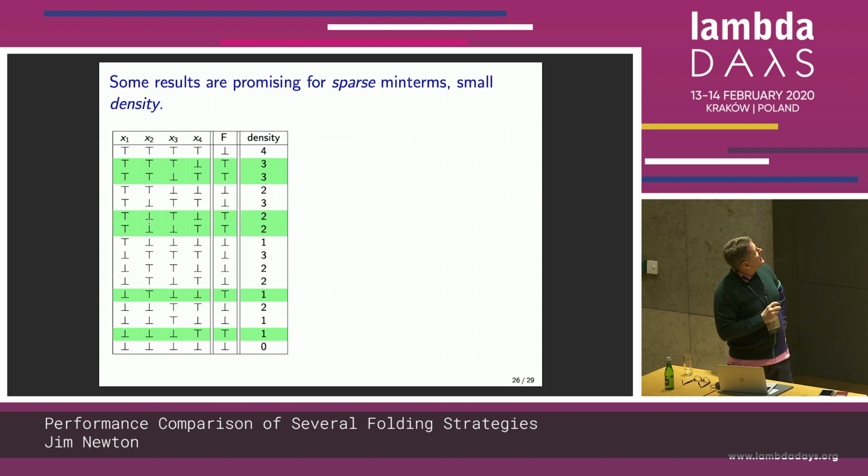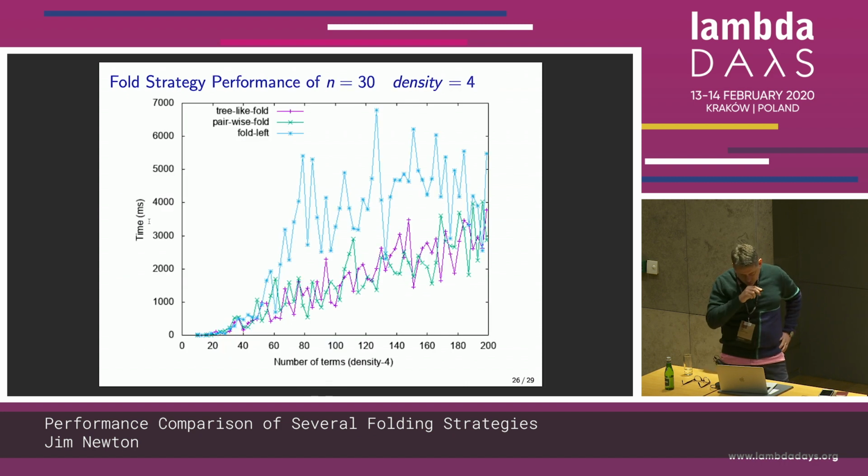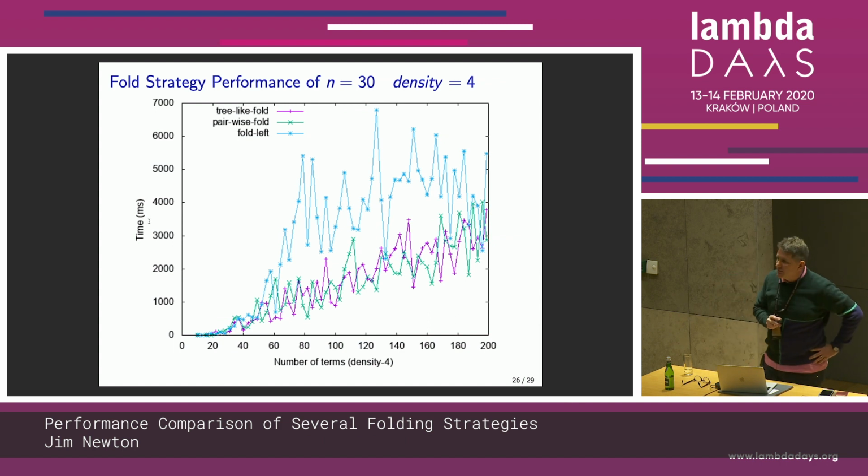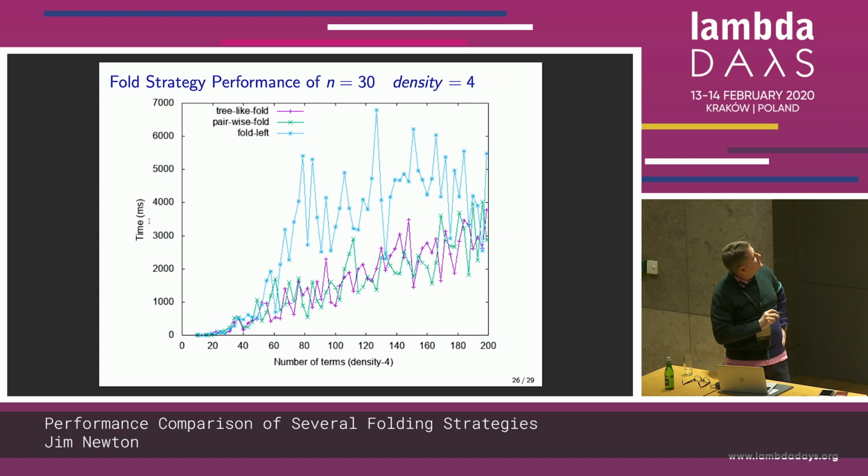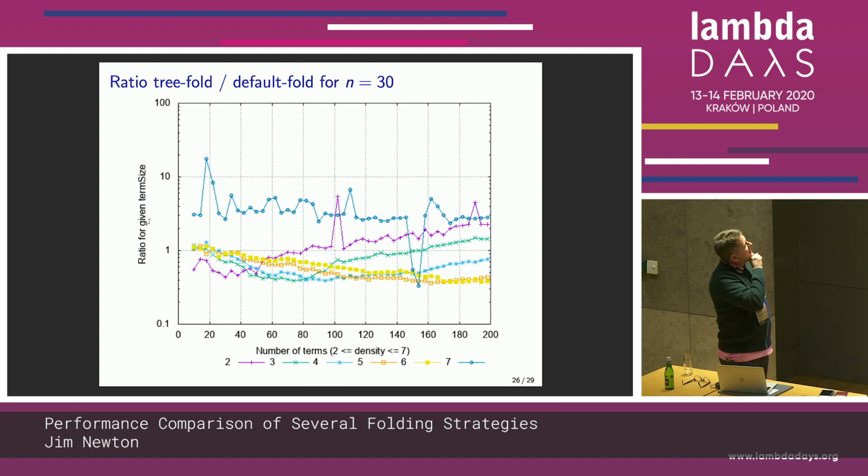So I reran the experiment with just using a density of 4 for 30 Boolean variables, and we see that the fold left is actually slower usually than the other two. The next slide helps to visualize that a bit better. What I've done is I've normalized treefold to the fold left. So I've divided one by the other so that if they perform exactly the same, we have a constant 1. If the curve is above the line, that means that the fold left is better. And if they're below the line, that means the treefold is better.